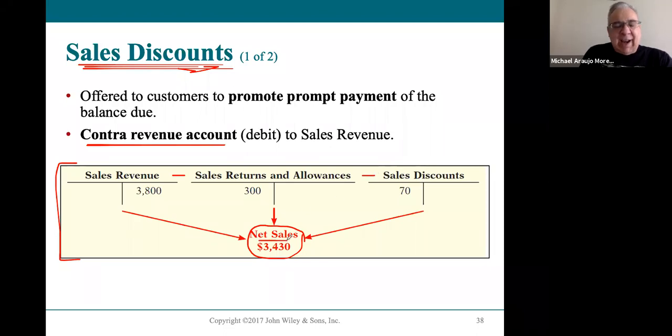Net sales is the account you will see on, I would say, every income statement for any merchandiser that you look up on the internet for their financial statements. You're not going to see sales revenue. You're going to see net sales. And if you see net sales, it's gone through this process. They started at sales revenue, they subtracted out sales returns and allowances, they subtracted out sales discounts to get to net sales. You have to know that. This is something you have to know, this process.